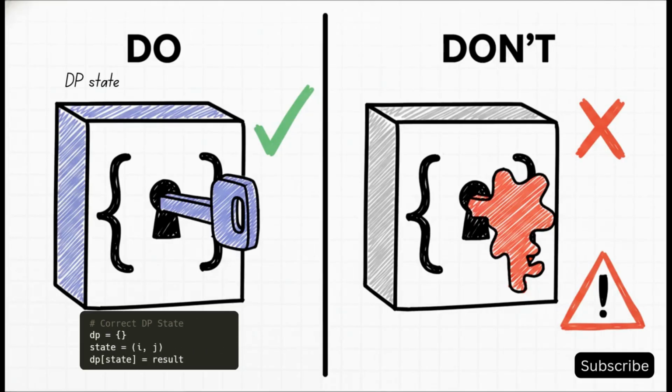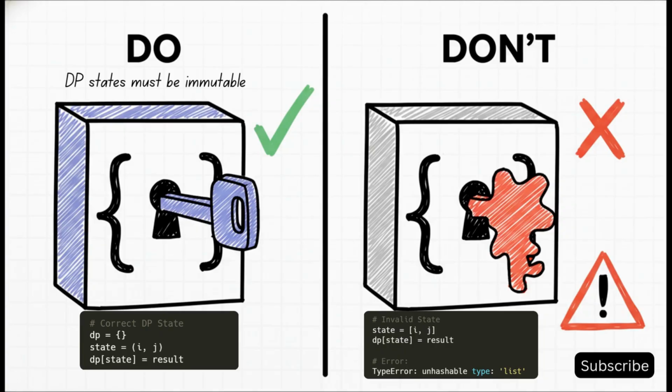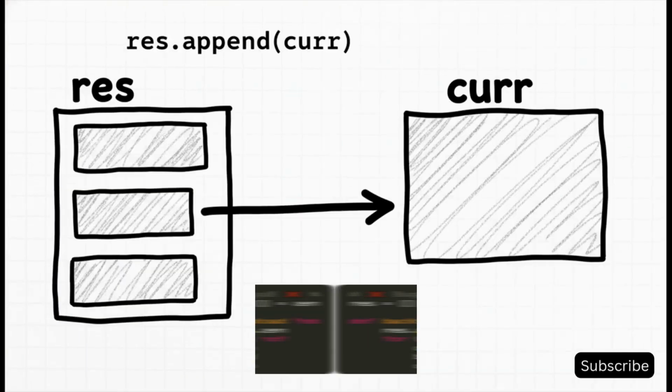Now let's switch over to dynamic programming. The whole idea of memoization is storing results in a dictionary, right? Well, dictionary keys have to be hashable, and to be hashable, they have to be immutable. This is exactly why tuples are the perfect tool for representing a DP state, like (row, column). If you try to use a list, which is mutable, as a dictionary key, Python's just going to throw a type error at you. Let's put this all together with the classic subsets problem.